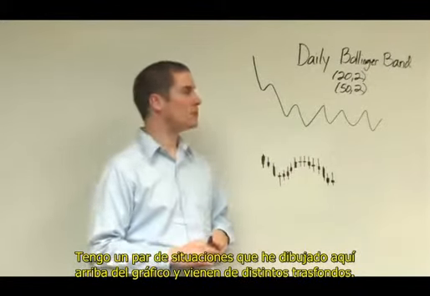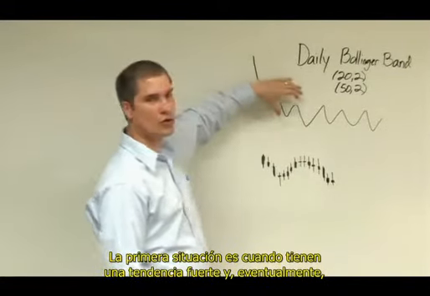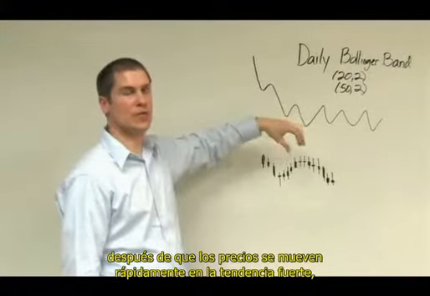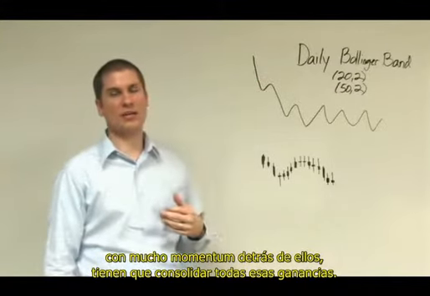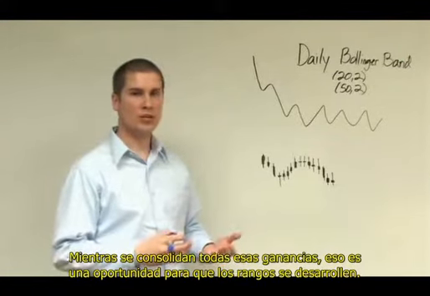I've got a couple of situations up here on the chart, and they come from different backgrounds. The first situation is when you have a strong trend, and then prices move swiftly with a lot of momentum behind them. They've got to consolidate all those gains, and as they consolidate, that's an opportunity for ranges to develop.